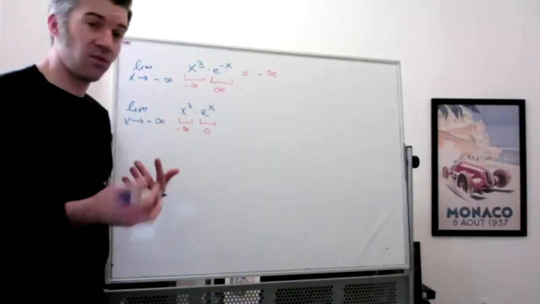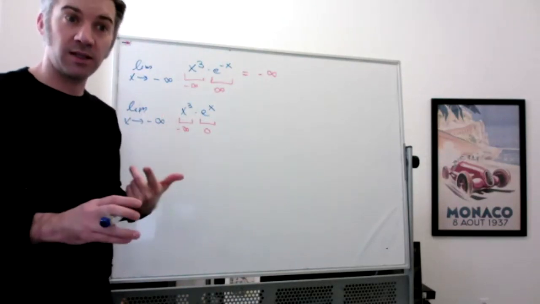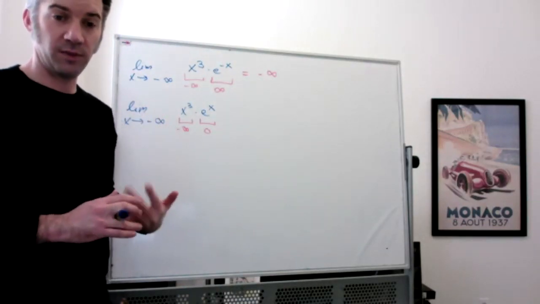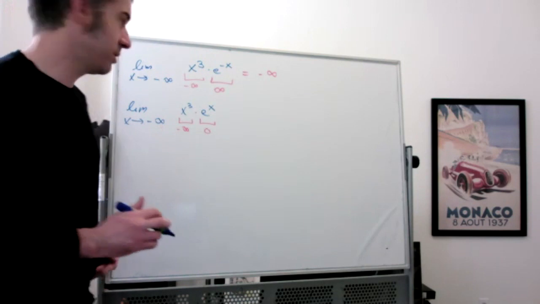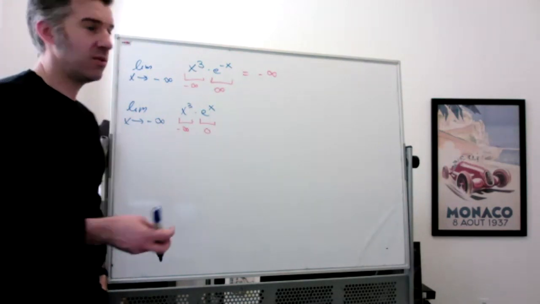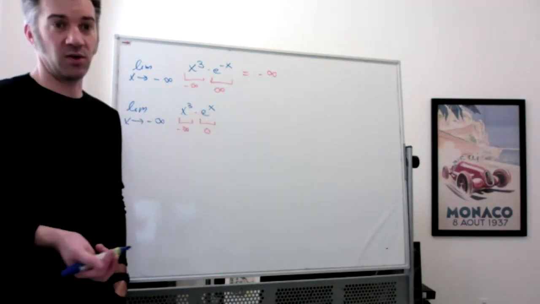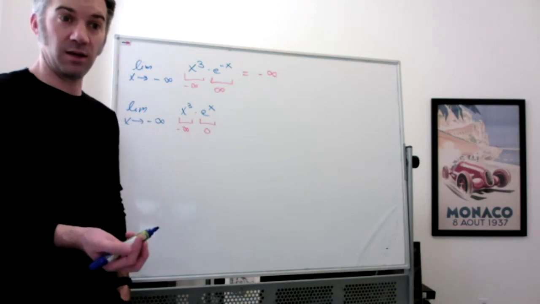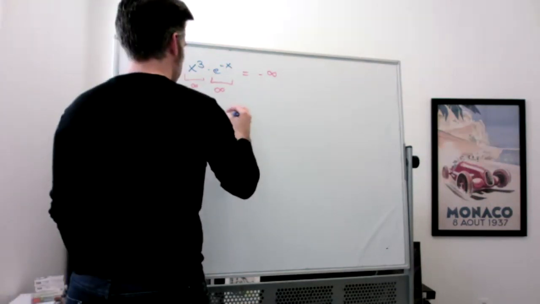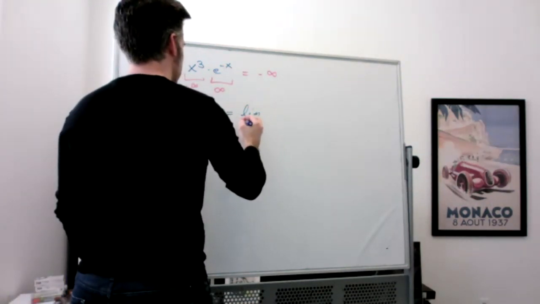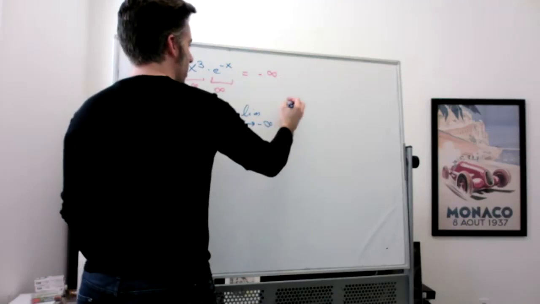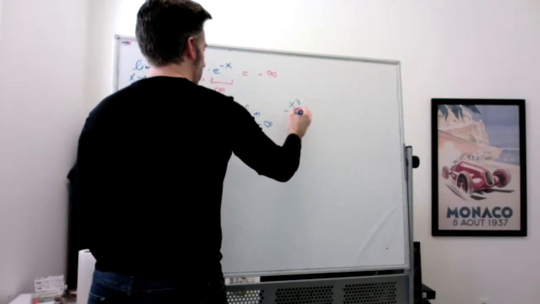And the only way we can really handle this is to re-express it in a way where we can apply L'Hopital's rule. So we have to write it as a fraction. Now, there are two choices. Whenever you have a power of x and an e to the x, you almost always want to put the e to the x thing in the denominator. I'm going to write this as the limit as x goes to minus infinity of x cubed over 1 over e to the x.